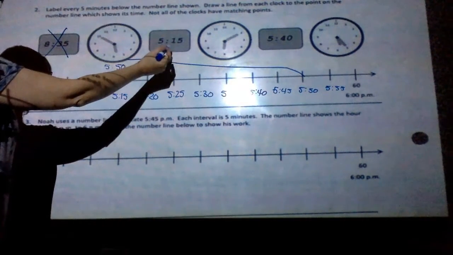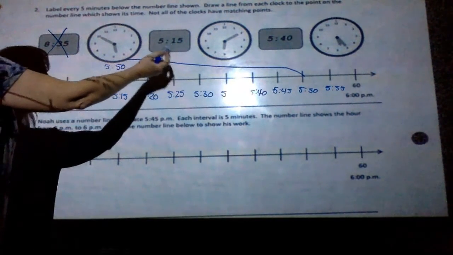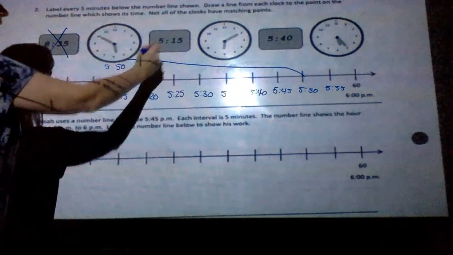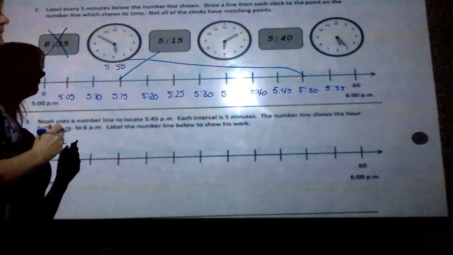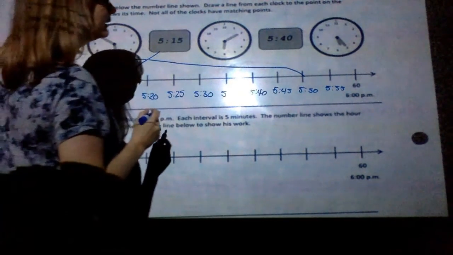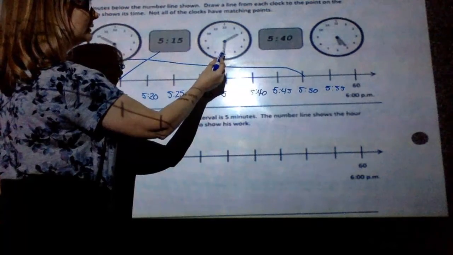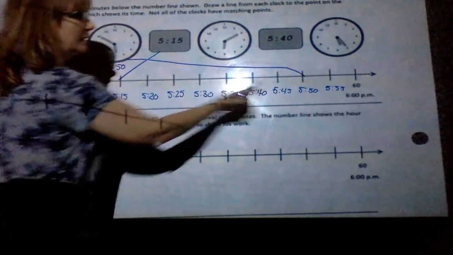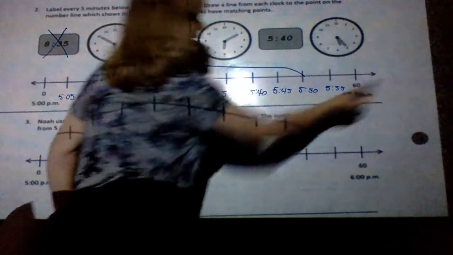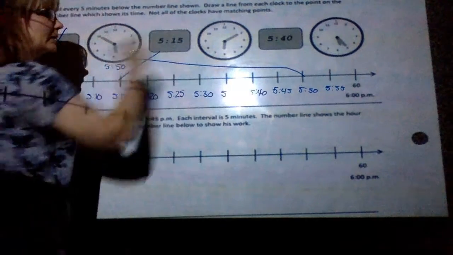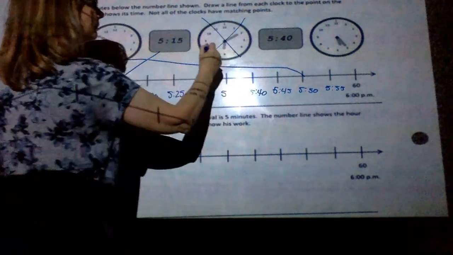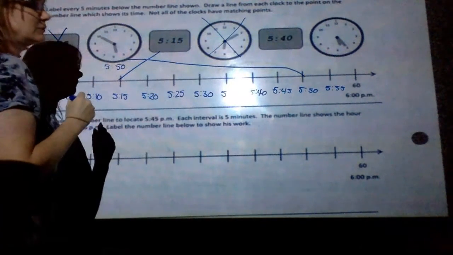This is easy. Digital clocks are always easier to read. 5:15, right here. This one is a little past the 6. That means it'd be past here. We don't have it on the number line, so cross it off. It's 10 minutes after 6, 6:10.